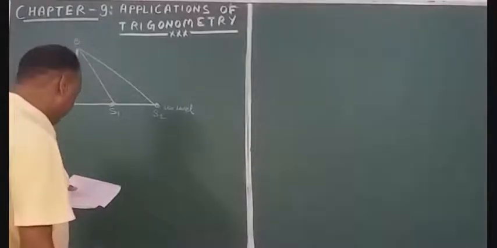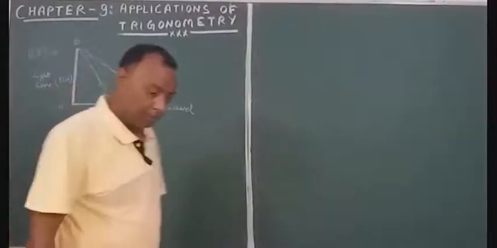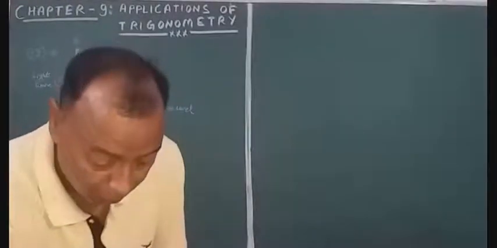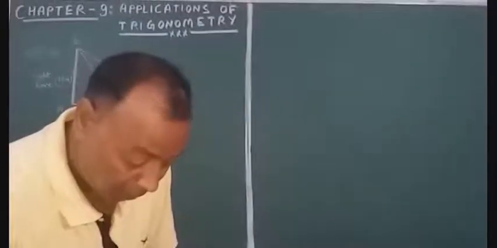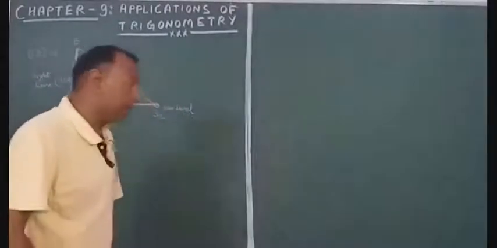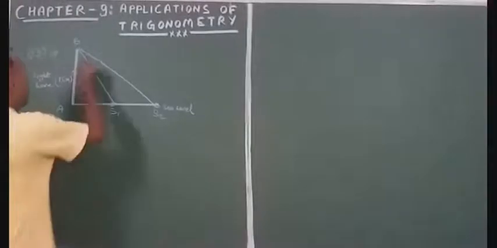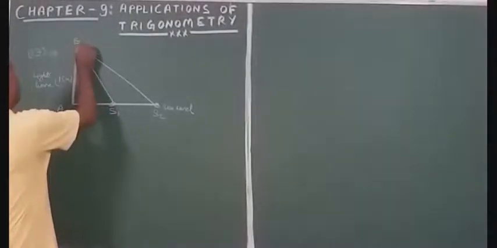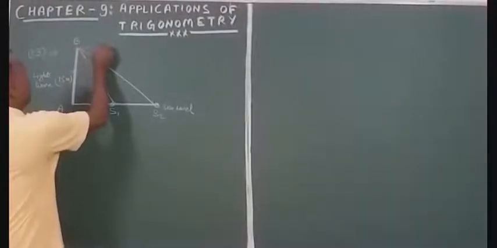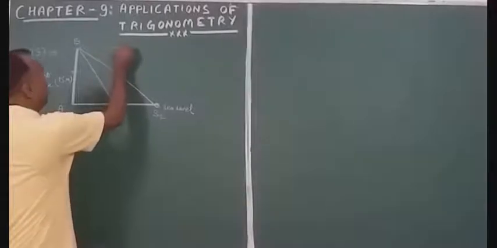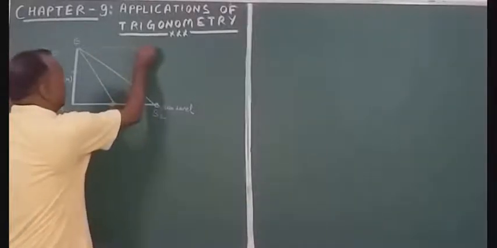To find the distance between the two ships. आपको दोनों शिप्स के बीच का डिस्टेंस निकालना है. आपको इनका एंगल ऑफ डिप्रेशन given है like this. तो angle of depression will be measured from this one. So what will happen?